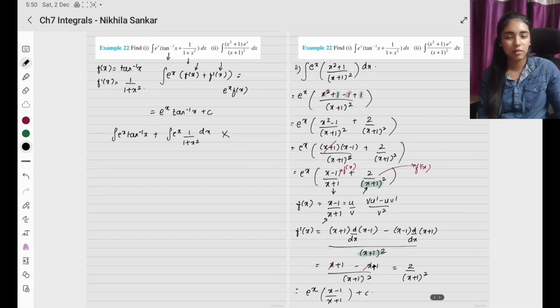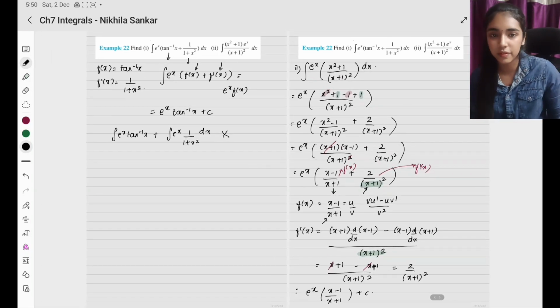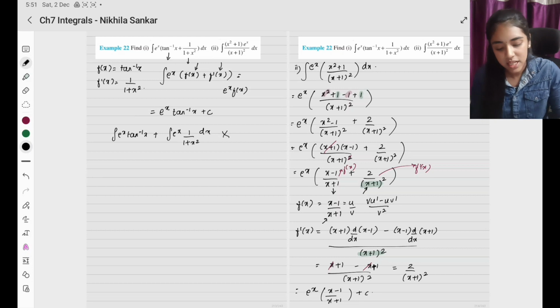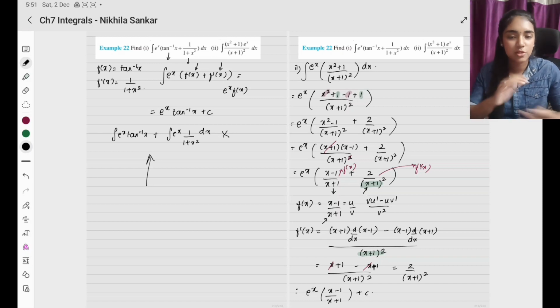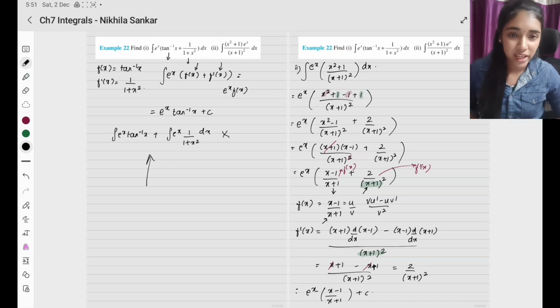Solving these kinds of questions will be a little tricky, to find out which is f of x and which is f dash of x. Here you could directly see it, but in this one it is not directly visible. We have to think a little bit. But once you start solving more questions, you'll understand it better. You'll get clarity on it.